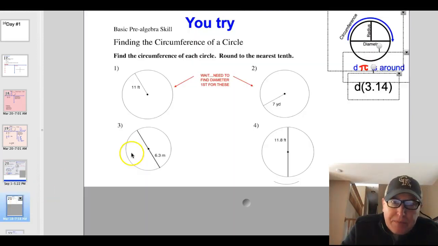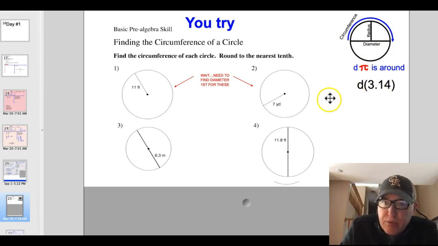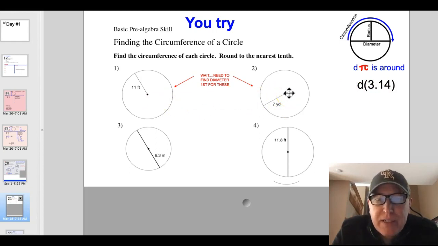All right. Let's try 4 problems. Try these 4 problems on your own. I put the little vocabulary key up here, and I put d pi is around. D pi is around the circle, and then here's your little helper, the diameter times 3.14. Please notice these first 2 circles, these aren't diameters, they're radiuses. You're going to have to find the diameter before you can use that formula. All right, pause the video and try these 4 problems.